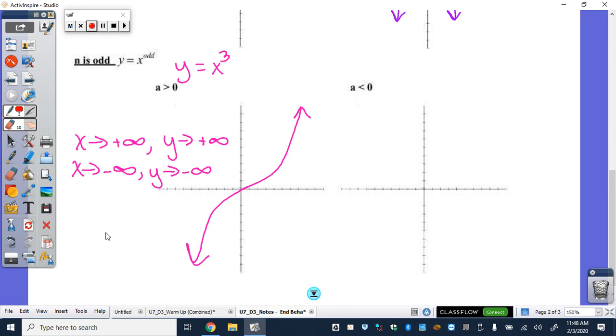So then if we have an odd degree with a negative leading coefficient, for example y equals negative x to the 7th, our end behaviors are going to flip-flop. So the left side would be up, and the right side's going to end up going down.